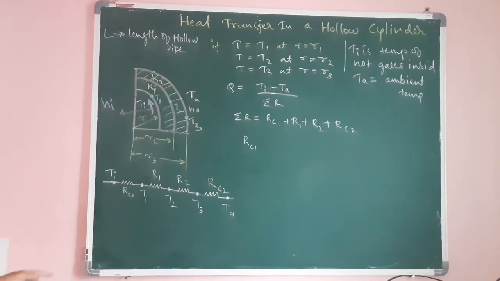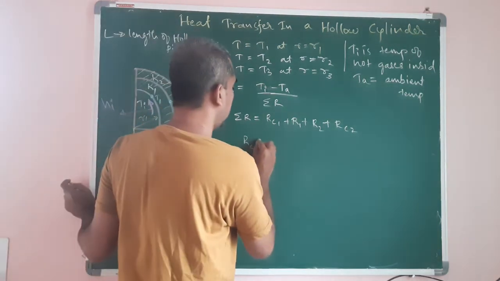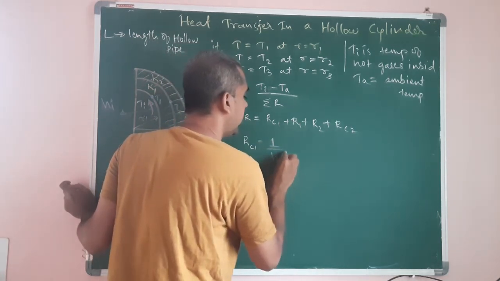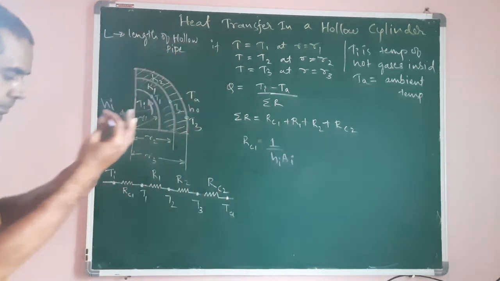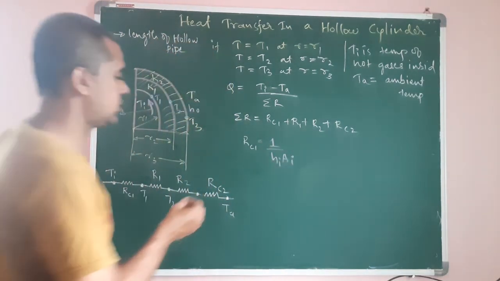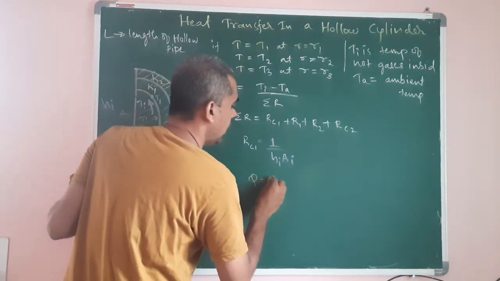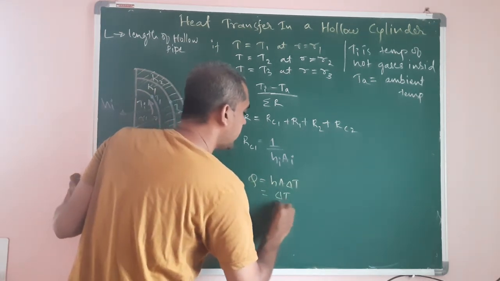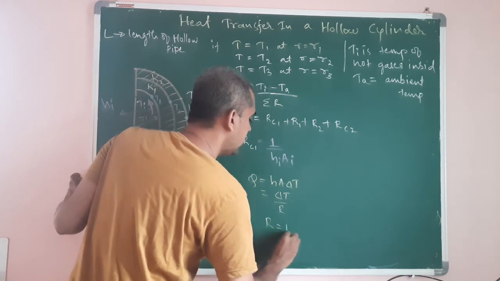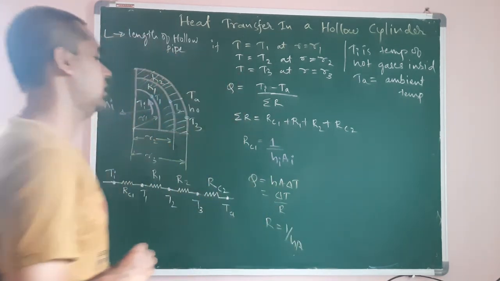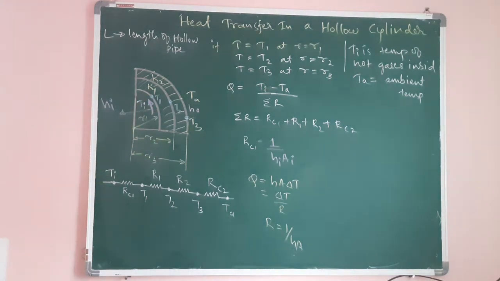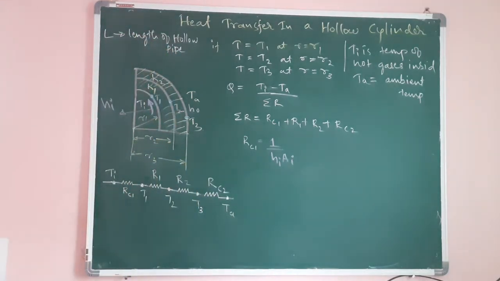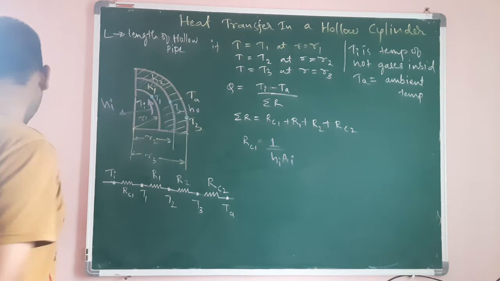Then RC1 is equal to what? It is nothing but 1 divided by HI into AI. That is from Newton's law of cooling. Newton's law of cooling is Q is equal to HA into delta T. Therefore delta T divided by R is equal to 1 divided by HA. So RC1 is equal to 1 divided by HI into AI, because the heat transfer coefficient at the inside is HI and the area is AI.